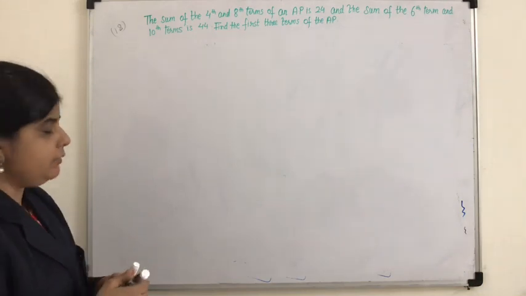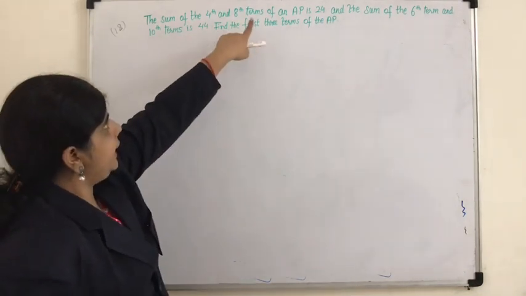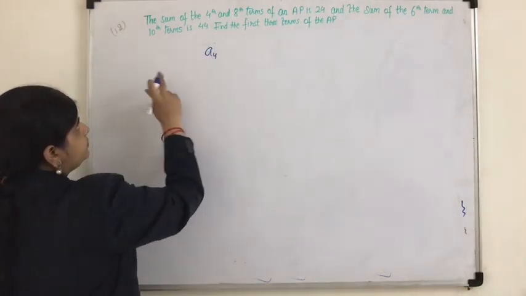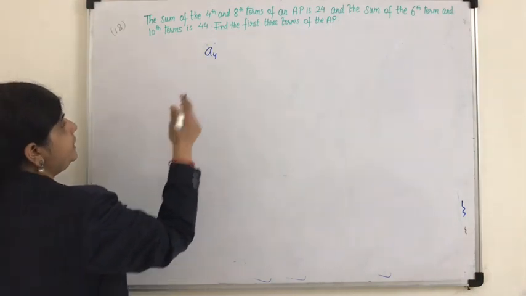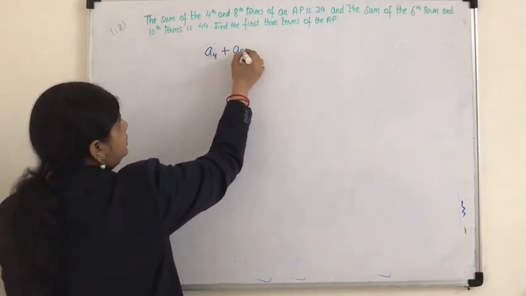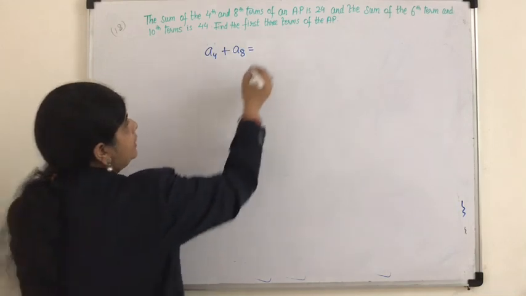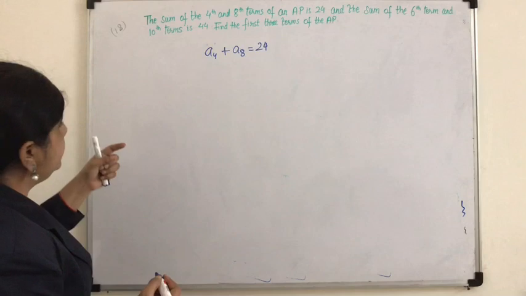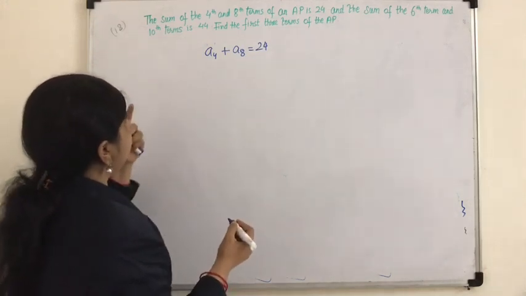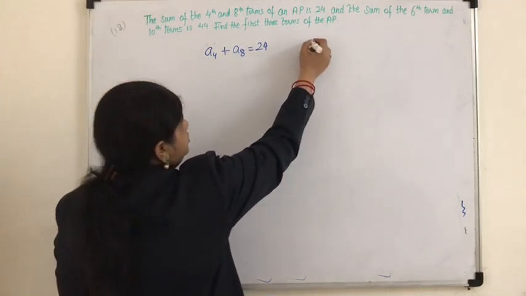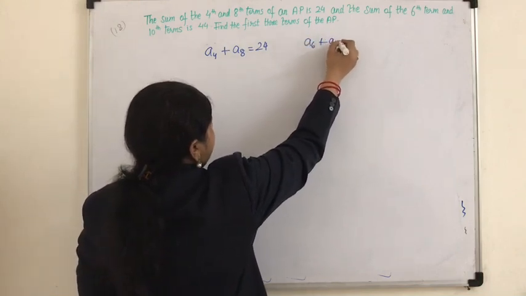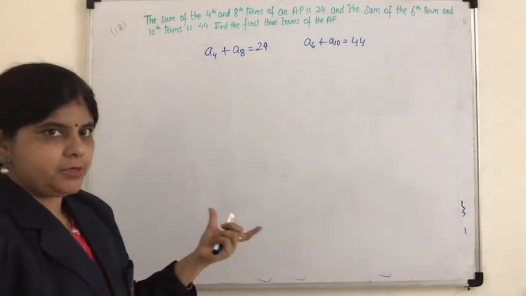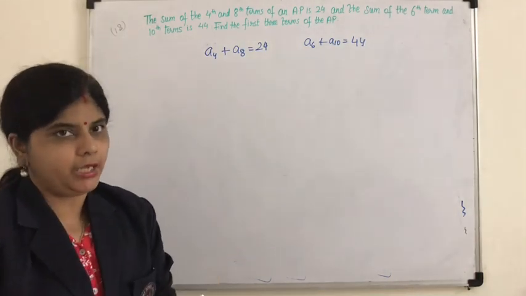So what is given here, we'll start with that. The sum of 4th and 8th term of the AP: A4 plus A8 is 24. Simple, right? What else is given? It is given that the sum of 6th term and the 10th term is 44. So A6 plus A10 is given as 44. So using this piece of information, we need to find the value of A and D.